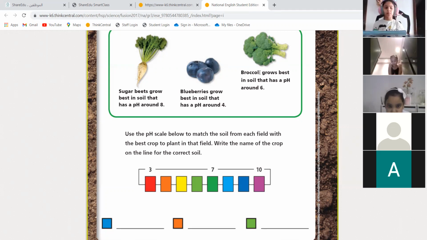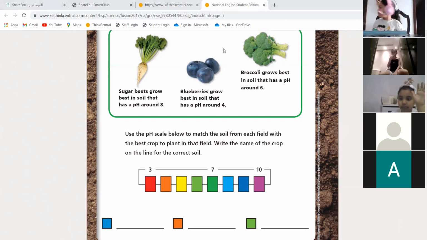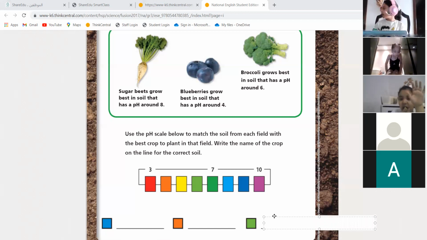Now let's see broccoli. Broccoli grows best in soil that has a pH around 6. So where should I write broccoli, Maryam? In which color? The blue, orange, or green? The green. Excellent. Why? Because the 7 is next to the 6. Excellent, very good. Because broccoli grows better at around 6 pH, the green color. So let's write broccoli.